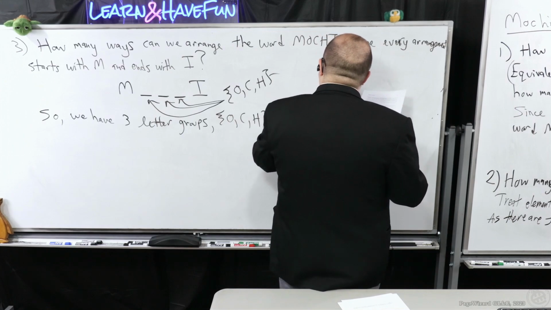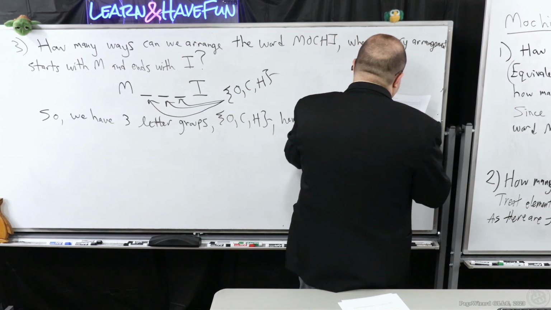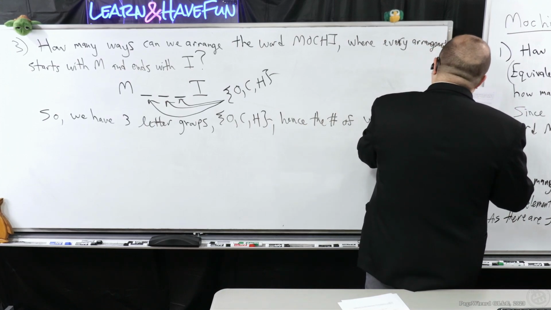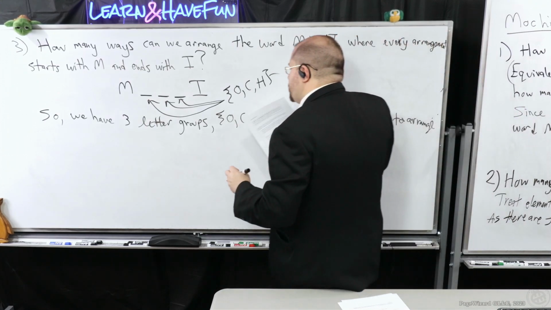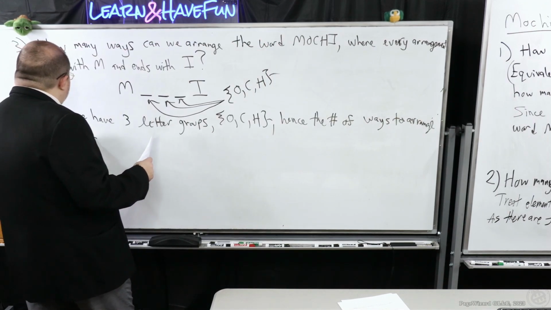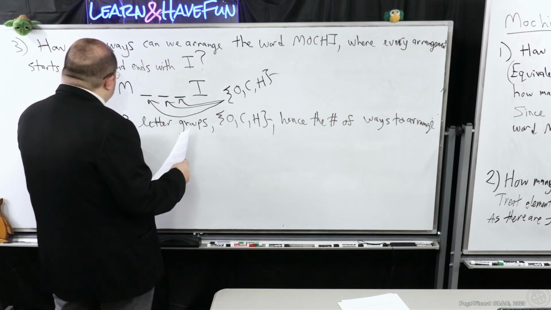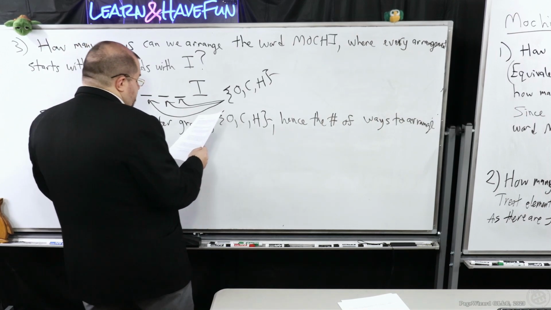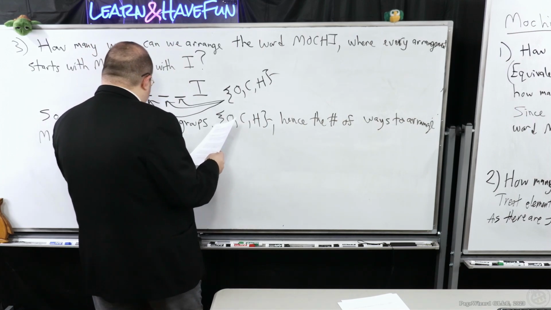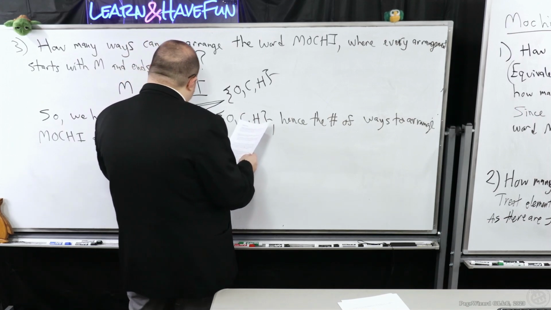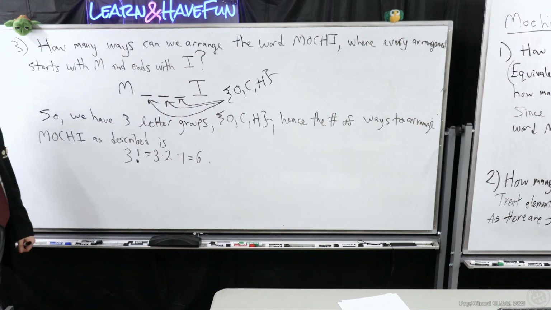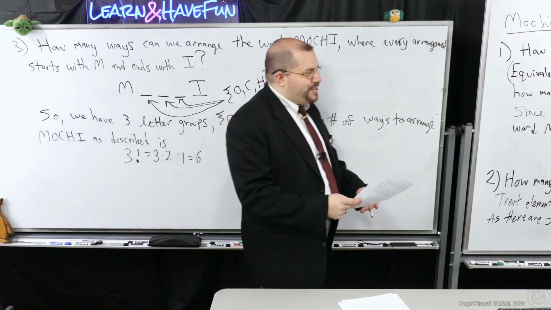Hence, the number of ways to arrange mochi as described is 3 factorial, right? Because it's a set with 3 elements in it, which is 3 times 2 times 1, which equals 6. Now you might ask, Dan, did you double check that? Do I need to make sure?